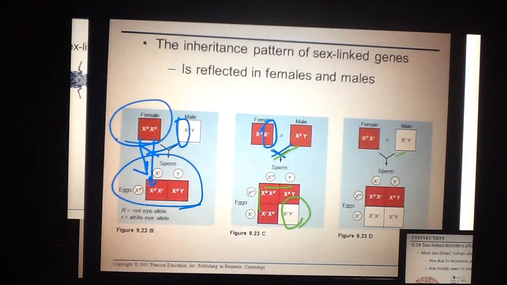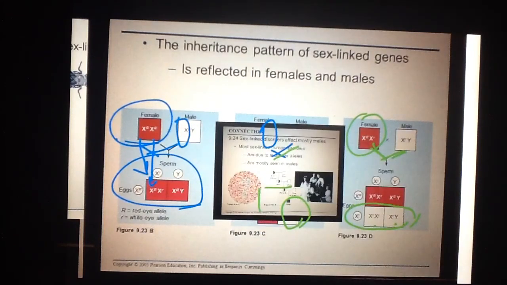Now, if the male is white-eyed and he crosses with a female who is a carrier, so she's heterozygous, you have a 50% chance of making it. You're likely to make a male with white eyes, but you have a small chance of creating a female. However, she has to inherit both the recessive X from the mom and the recessive X from the dad.